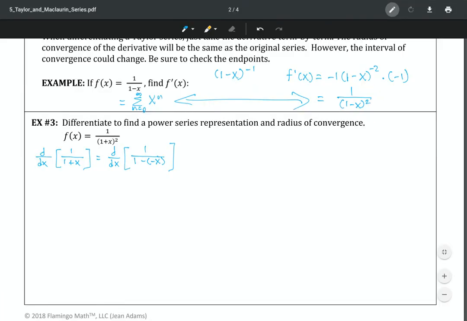Okay, so I'm back. What we're going to have to do here, and I kind of lost sight of what we're trying to do, is find a power series for this. This is what we're trying to find. And then after that, we're going to find the radius of convergence.